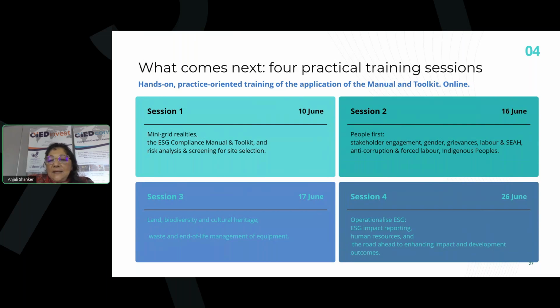Session number 1 will be held on June 10th. This will focus on and walk us through the realities of mini-grids, looking into the challenges actually being faced by the mini-grid practitioners. It will then walk through the ESG Compliance Manual and Toolkit in some level of detail, and we will then go into the risk analysis and screening for site selection, which is what Marine has talked about just now.